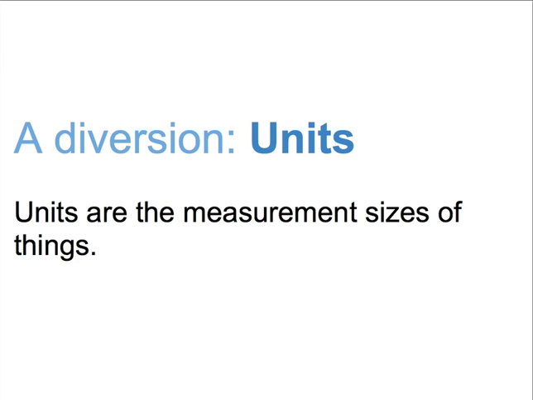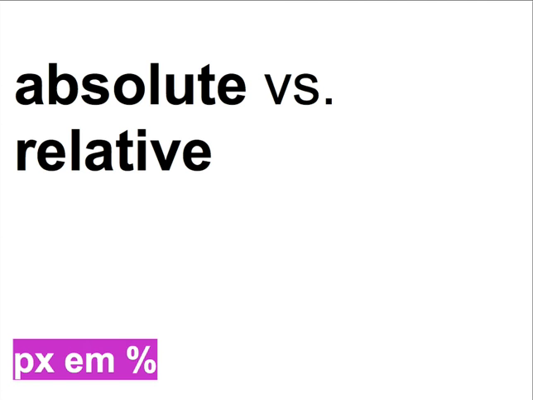Okay, now we're going to talk a little bit about units, because you've seen us using 1px in some of these examples. And units are how CSS measures things. Namely, there are 2 types of units in CSS: absolute units and relative units. For instance, you have the px, or the em, or the percentage.